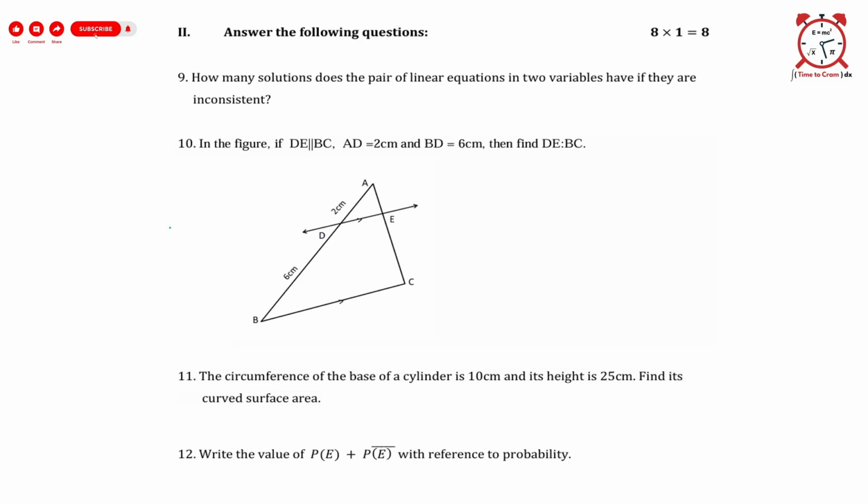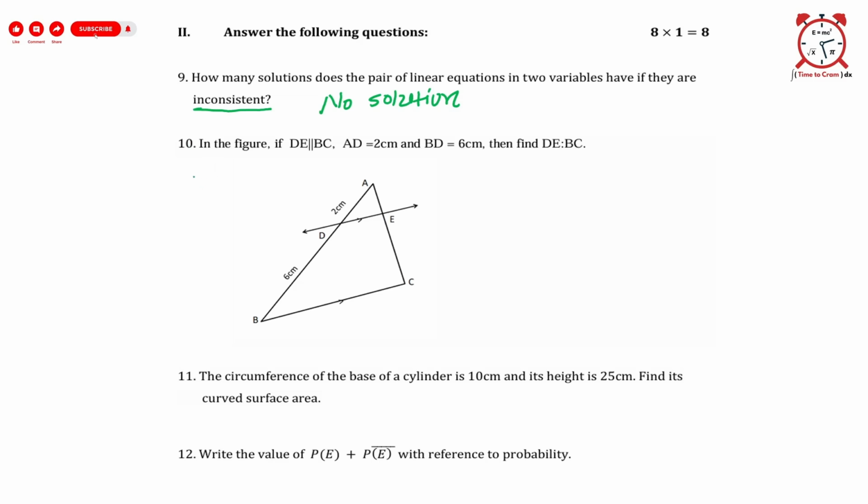Question number 9. How many solutions does the pair of linear equations have if they are inconsistent? We know that if a pair of linear equations is inconsistent, then they have no solution. So the answer is no solution.